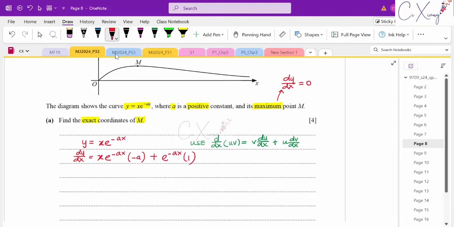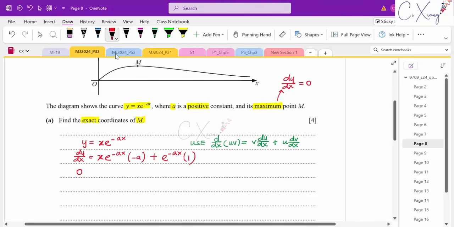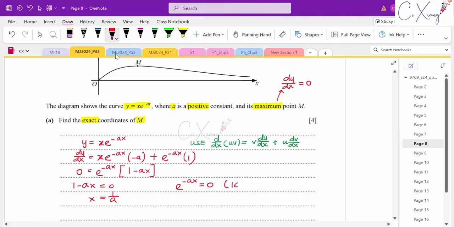So second step, you let dy/dx equal to 0. And we are going to solve this equation. Okay, so from the answer that I get for dy/dx, I can factorize out e power negative ax. Then I'm having 1 minus ax here. So 1 minus ax equals 0. Therefore, your x is equal to 1 over a. Then another part I want to solve, e power negative ax equals 0. And you realize that there's no solution from this part, because if you try to solve it, you take ln on both sides, you'll get a math error. Therefore, there's no solution here. So maybe we can write no solution.